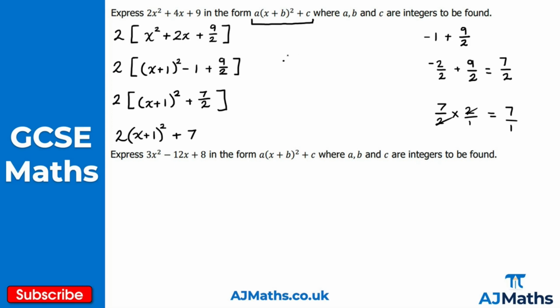Therefore, a will be equal to 2, b will be equal to 1, and c will be equal to 7. And that's our solution.